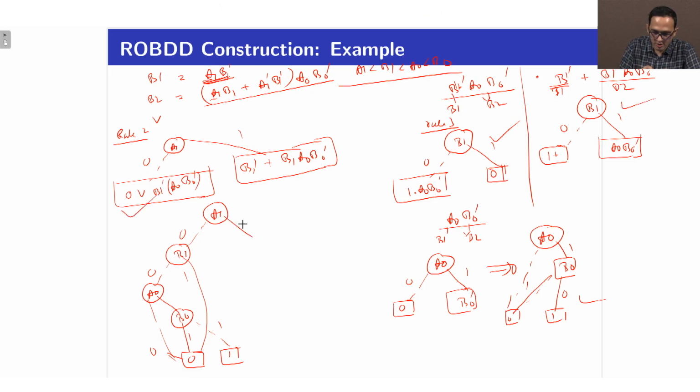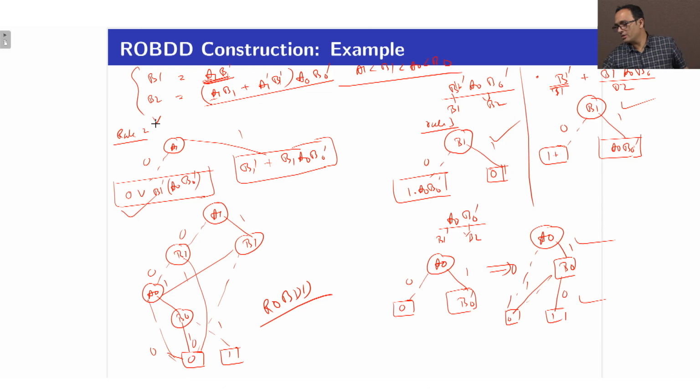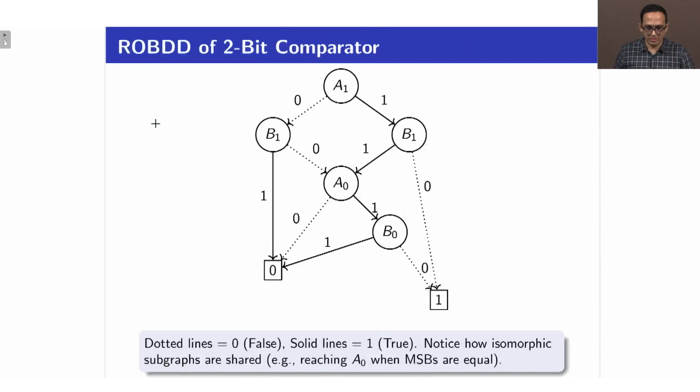So, for this BDD, if I put 1, I will go to B1, and when I put B1 equal to 0, I will come here, right. And if I put B1 equal to 1, I will go to this BDD, which is basically this, right. So, this is the final ROBDD I construct corresponding to the comparator for two-bit numbers, right. I have already shown you how it will work, so this is the final BDD I will get for this.